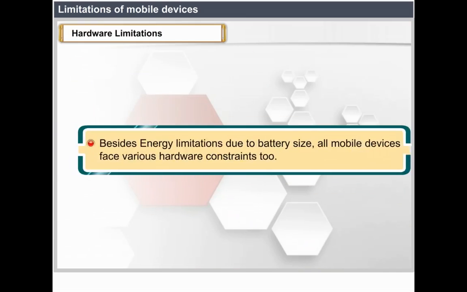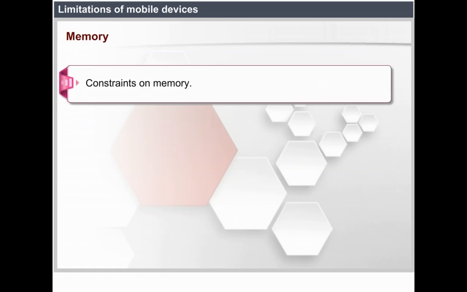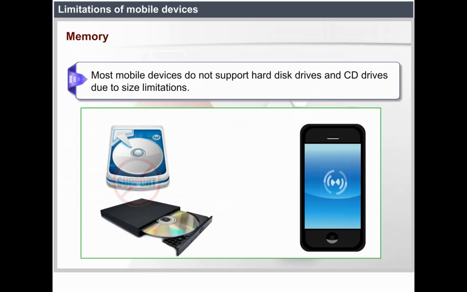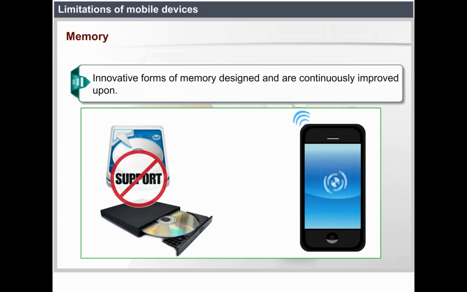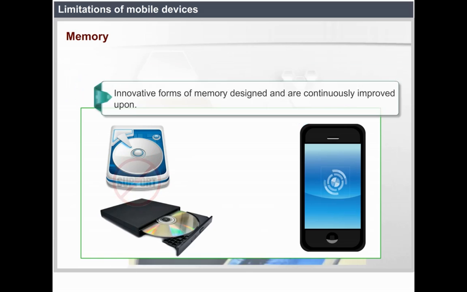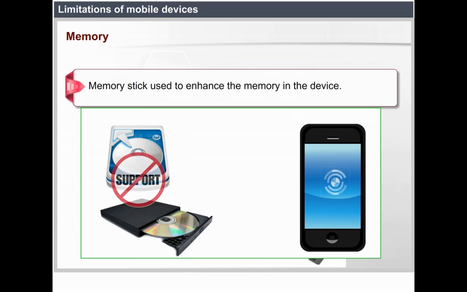Hardware limitations. Besides energy limitations due to battery size, all mobile devices face various other hardware constraints too. Memory. Constraints on memory. Most mobile devices do not support hard disk drives and CD drives due to size limitations. Innovative forms of memory are designed and continuously improved upon. Internal flash drives and card slots for external memory are used. Memory sticks are used to enhance the memory in the device.